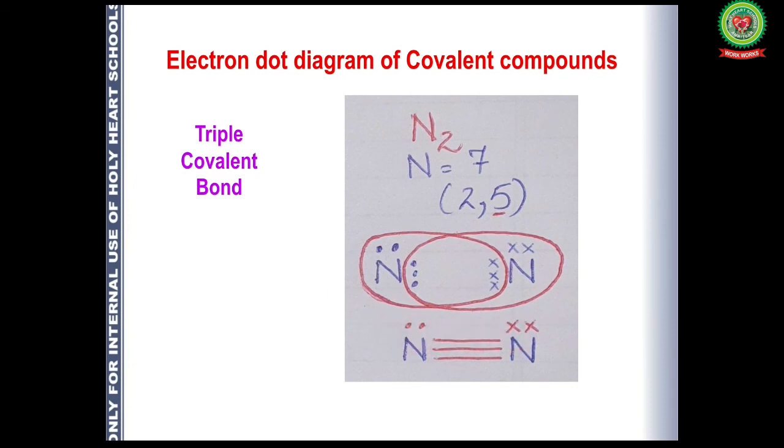So in this class, you have studied what covalent compounds are, their definition, conditions for their formation, and single, double and triple covalent bonds with their respective examples.